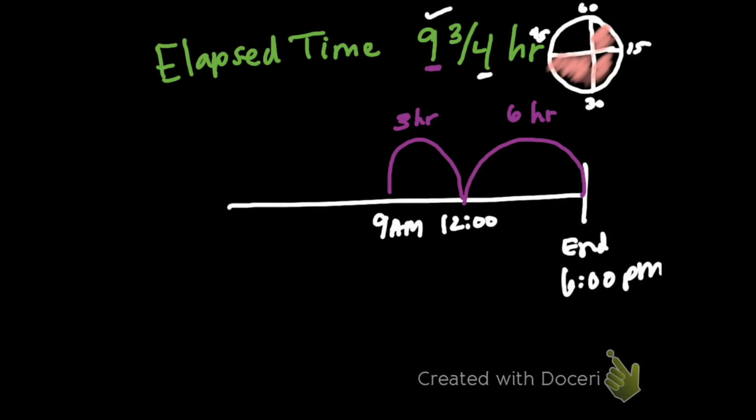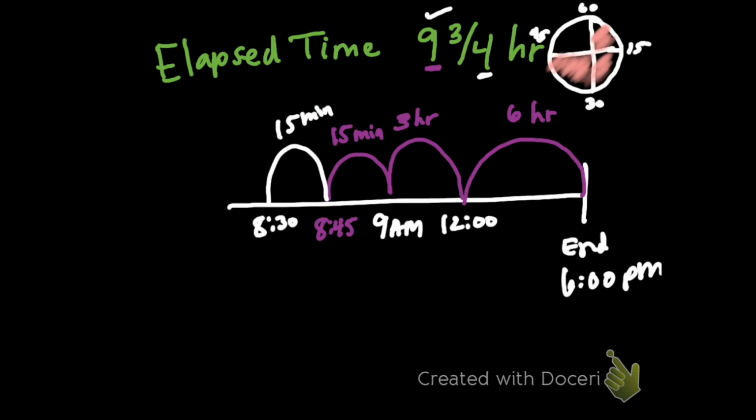So on my number line, I need to actually go back 3/4 hour, so each 15 minutes. So that's 15 minutes, and it's 8:45. Another 15 minutes, that's 8:30. And another 15 minutes, that's 8:15 a.m.